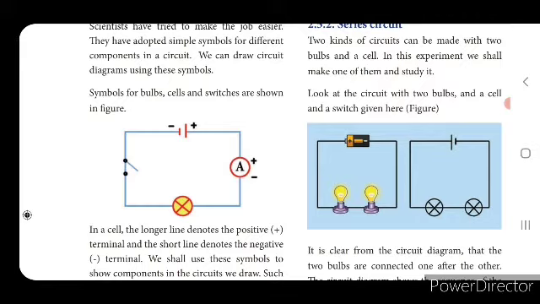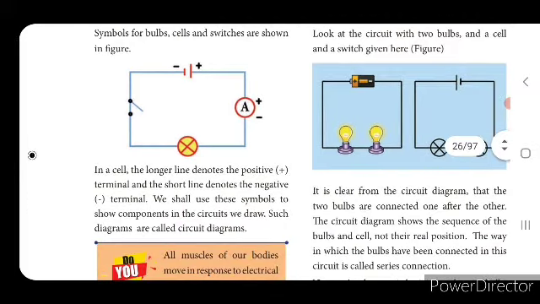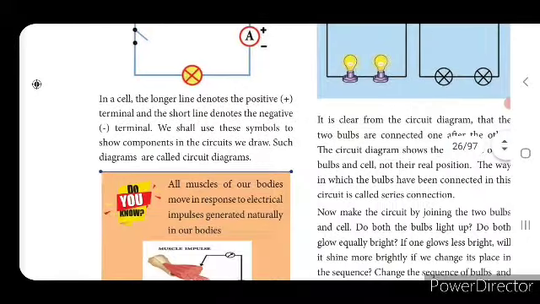So in a cell, the longer line denotes the positive terminal and the short line denotes the negative terminal. We shall also use these symbols to show the components in the circuit. That type of diagram, we call it as circuit diagram.